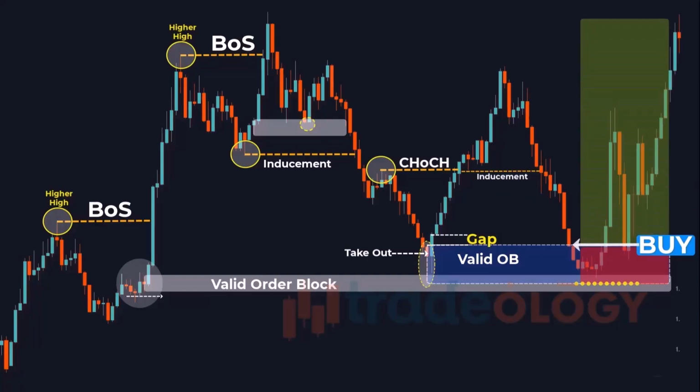Traders, we've thoroughly discussed the main order blocks that frequently appear on real price charts, giving us a strong understanding of how to identify them.